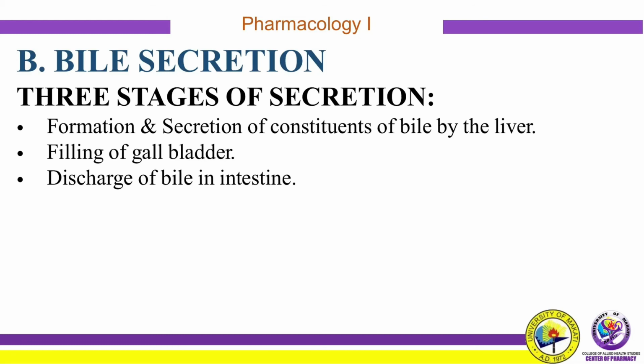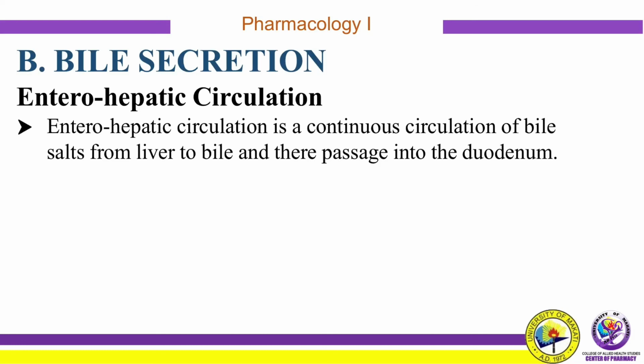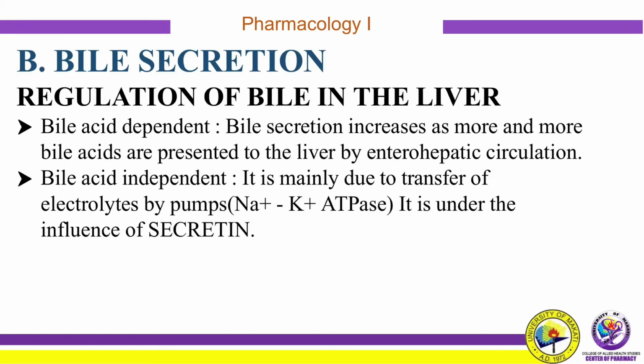And last is discharge of bile into the intestine. Enterohepatic circulation is a continuous circulation of bile salts from the liver to the bile passage into the duodenum, their absorption in the ileum, and then return to the liver as a mixture of bile acids and salts.